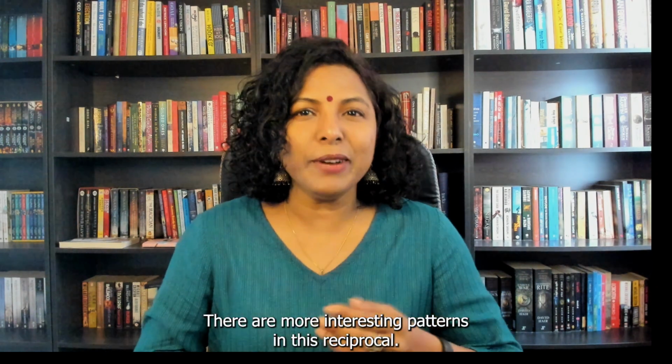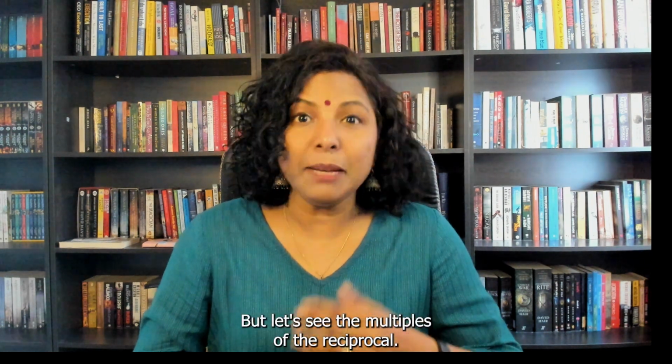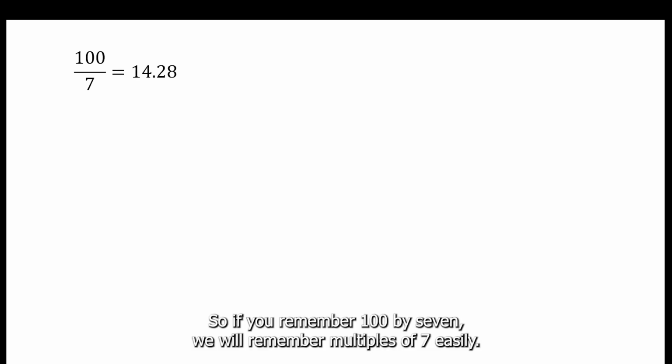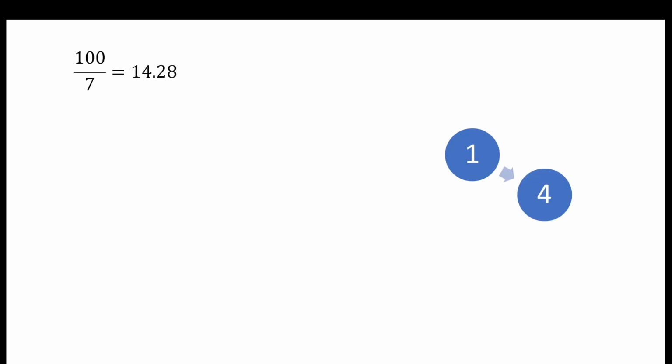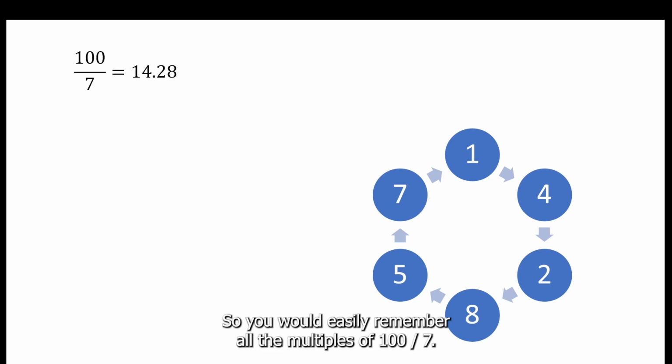Now there are more interesting patterns in this reciprocal. Now let's see the multiples of the reciprocal. Let's start with 7. Remember what is 100 by 7? Yes, double of 7, 14 and double of 14, 28. Now if you remember 100 by 7, we'll remember the multiples easily. So remember the numbers 1, 4, 2, 8 and along with it just remember 5 and 7. So you would easily remember all the multiples of 100 by 7.